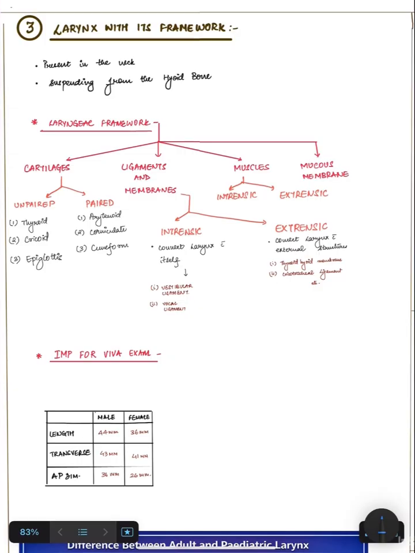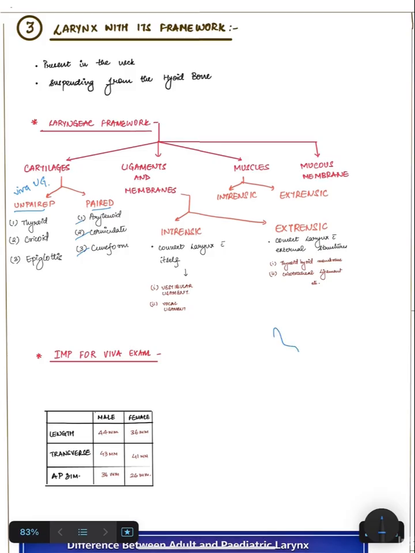The cartilages are two. One is the unpaired group and the other is the paired group. I think you know what is unpaired and paired. So unpaired are thyroid, cricoid, and epiglottis, whereas paired are arytenoid, corniculate, and cuneiform. This is a most common viva question for UG people rather than PG candidates. Okay, and we will quickly discuss all these cartilages.